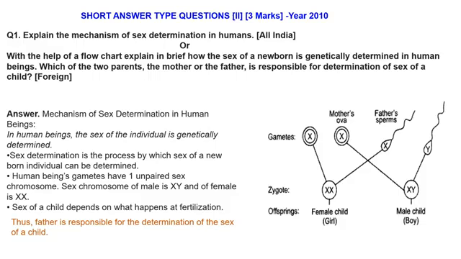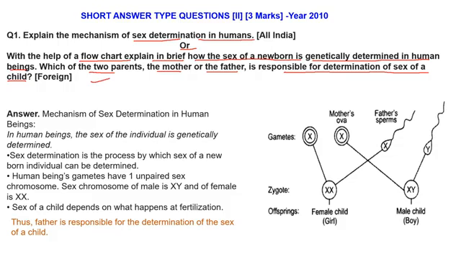Short answer type questions. These are the 3 marker questions. Explain the mechanism of sex determination in human beings. We have already explained this in the last session, but I'd like to explain it again. The question can also be put in another manner with the help of a flow chart. Explain in brief how the sex of a newborn is genetically determined in human beings. Which of the two parents, the mother or the father, is responsible for the determination of the sex of the child? So you have to show with the help of a flow chart.